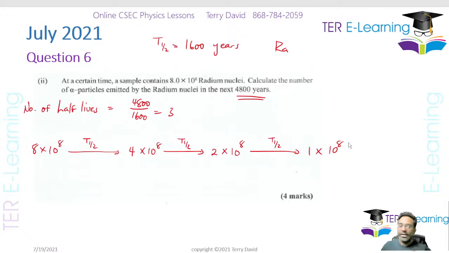Now the question is worded slightly differently here. So let me see, what do they really want? Calculate the number of alpha particles emitted by the radium nuclei in the next 4,800 years. Now this here represents my initial amount. This is how much I have left. Therefore, the amount of particles that actually decayed. So this may have given some students some trouble. Let's see what you all said in the chat here.